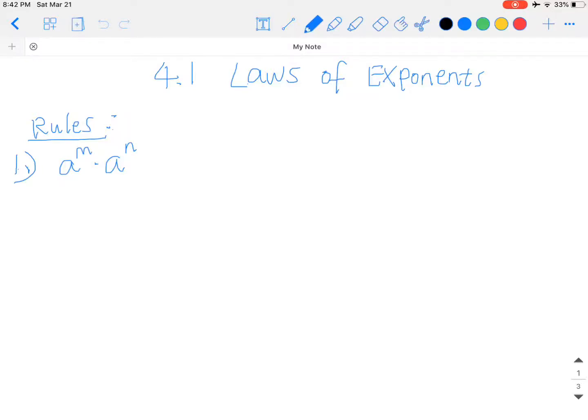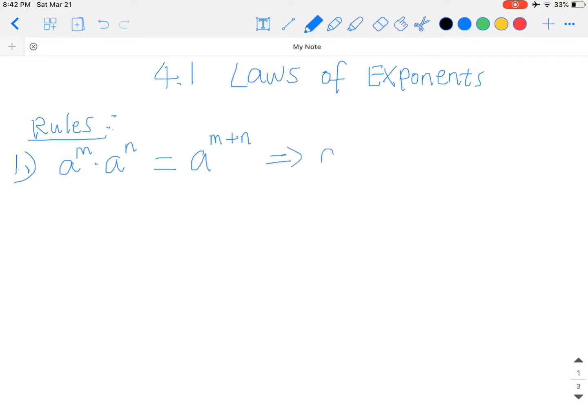Right, today we're going to talk about laws of exponents. There are a couple of rules for this. First one, a to the m times a to the n. As long as they share the same base, then we just add the exponents. It becomes a to the m plus n.